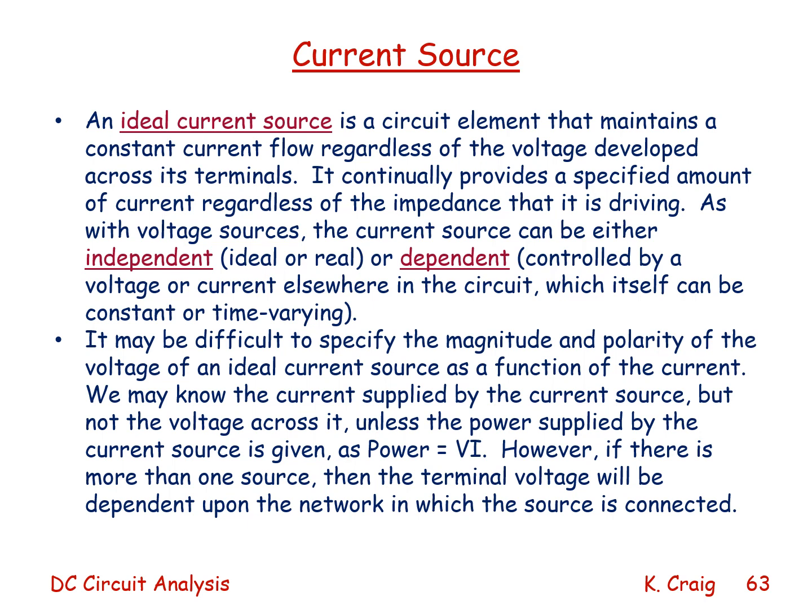It may be difficult to specify the magnitude and polarity of the voltage of an ideal current source as a function of the current. We may know the current supplied by the current source, but not the voltage across it, unless the power supplied by the current source is given, as power equals voltage times current. However, if there is more than one source, then the terminal voltage will be dependent upon the network in which the source is connected.